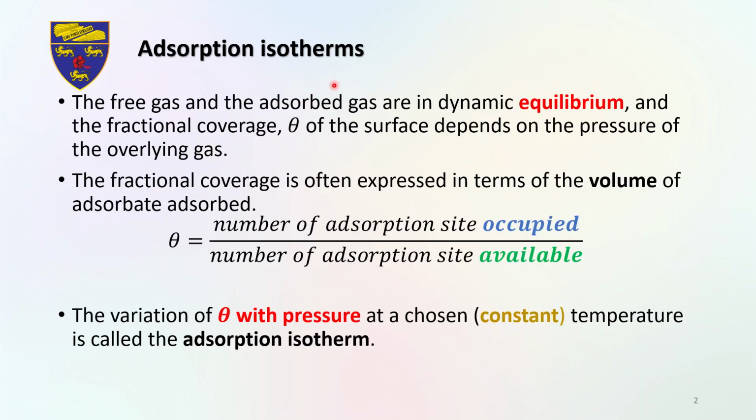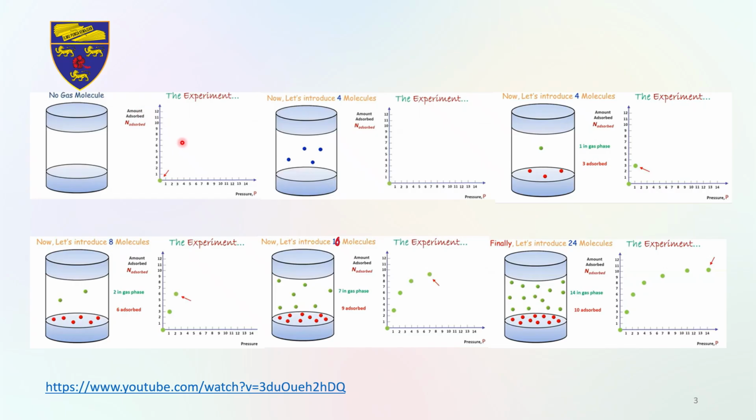We can quantify this state using the fractional coverage, denoted by the Greek letter theta. This value represents the ratio of the number of occupied sites to the total number of available sites. The variation of theta with pressure at constant temperature is what we specifically refer to as the adsorption isotherm. This figure illustrates the variation of the pressure in the system with the number of molecules adsorbed on the adsorbent.